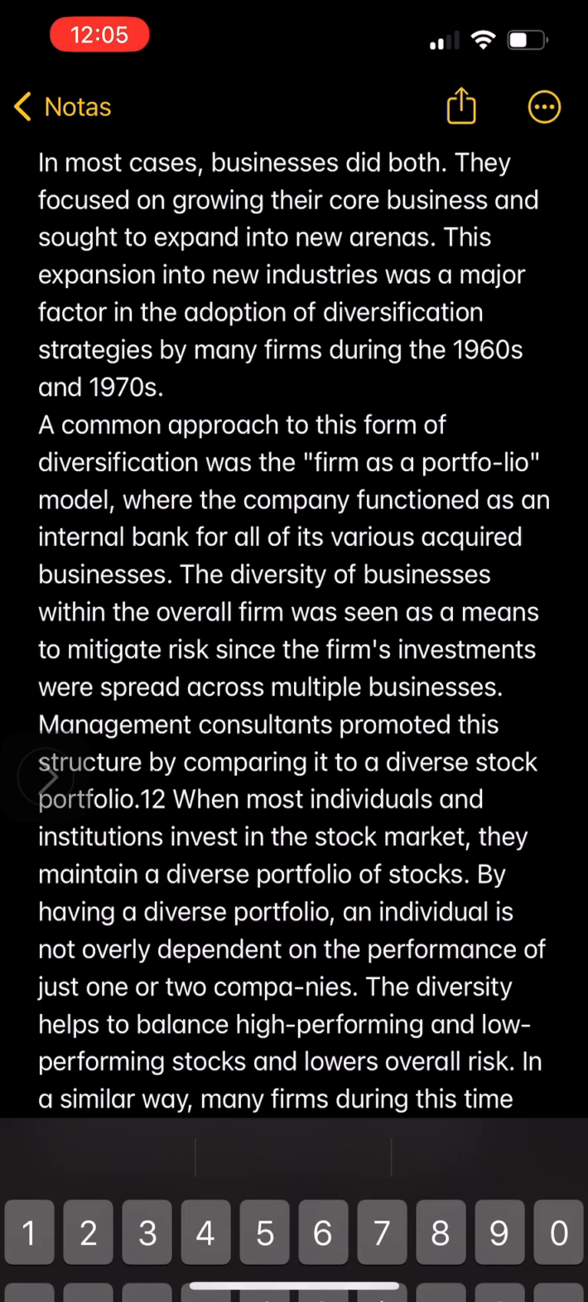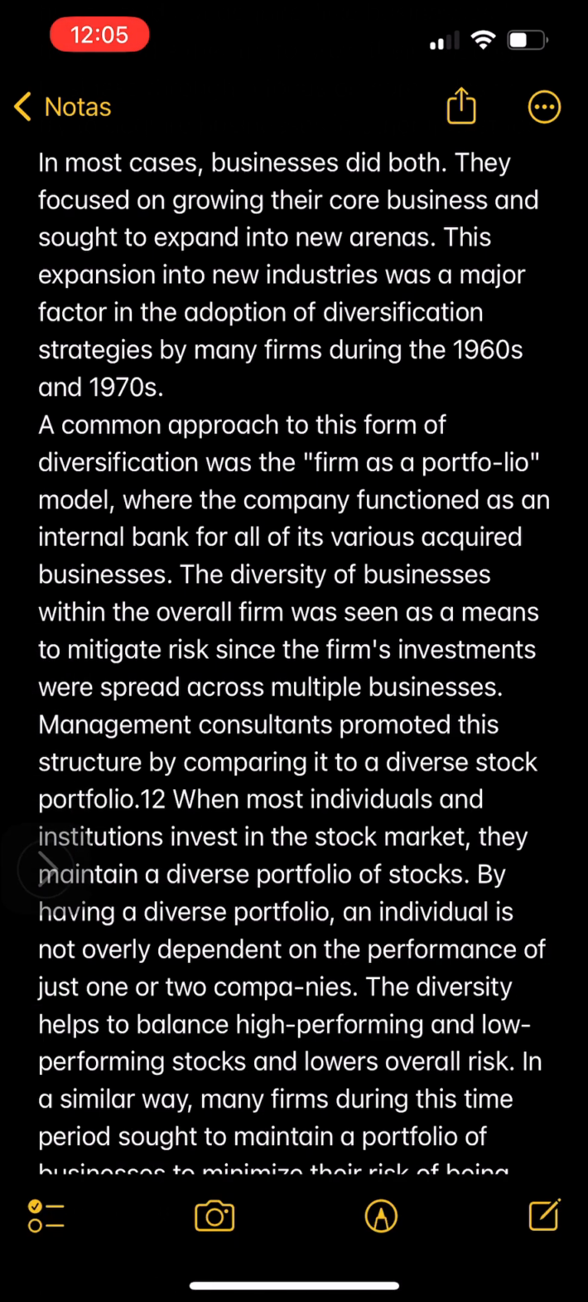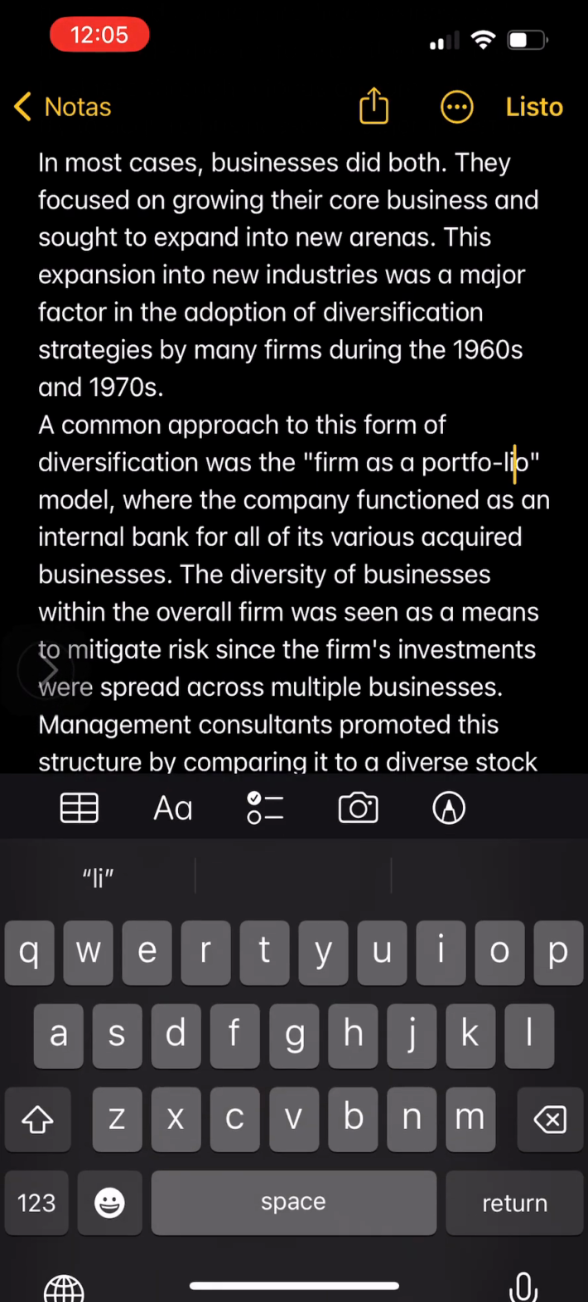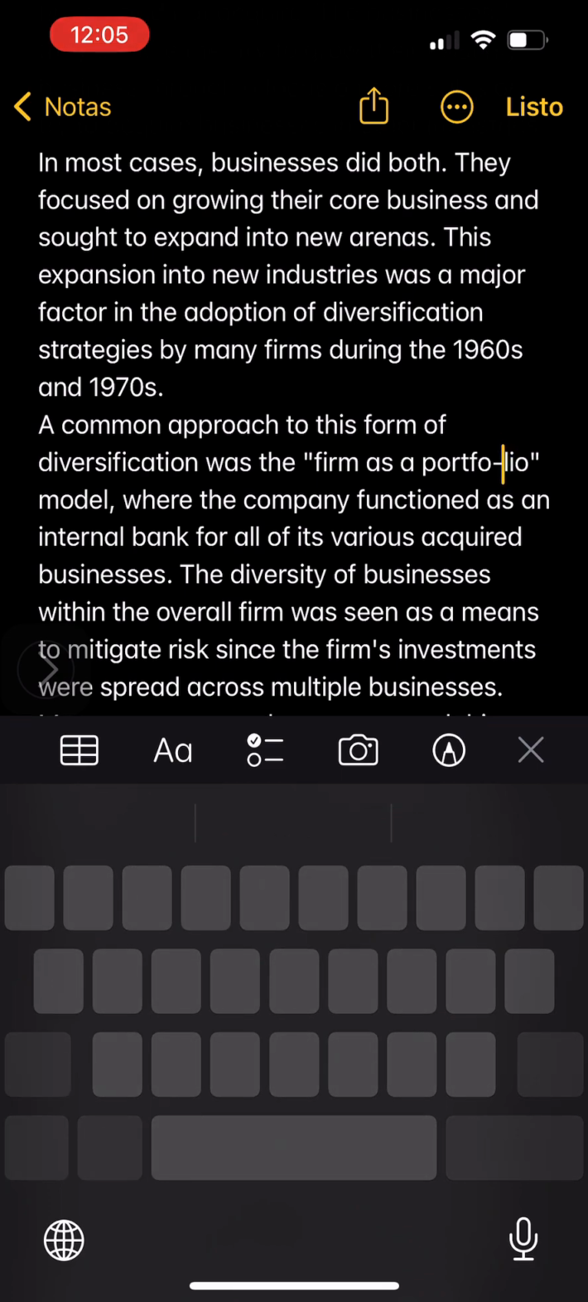A common approach to this form of diversification was the firm as a portfolio model, where the company functioned as an internal bank for all of its various acquired businesses. The diversity of businesses within the overall firm was seen as a means to mitigate risk since the firm's investments were spread across multiple businesses. Management consultants promoted this structure by comparing it to a diverse stock portfolio.